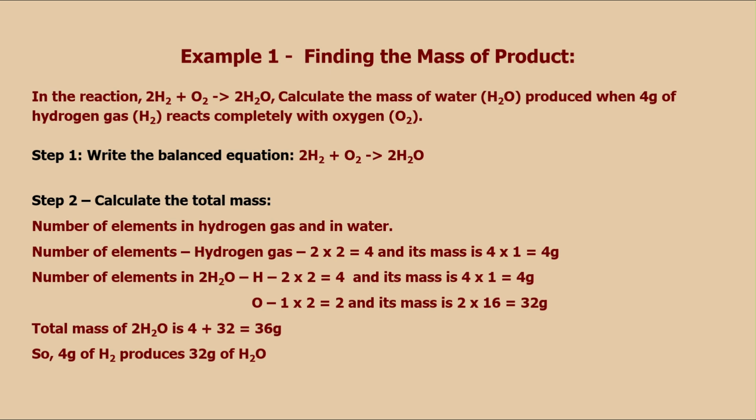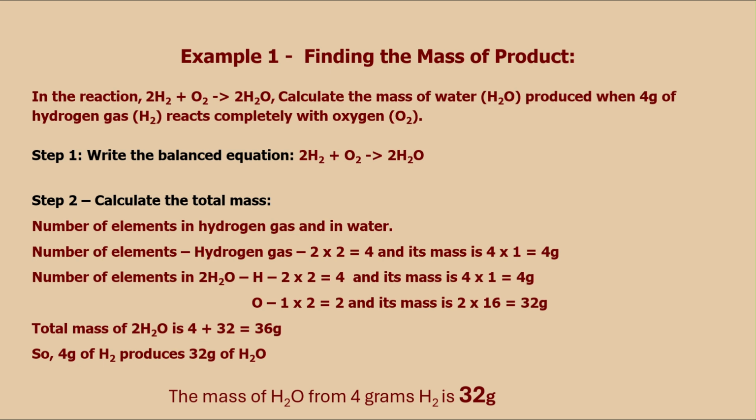Number of elements in H2O, hydrogen H, 2 times 2 is equal to 4 and its mass is 4 times 1 is equal to 4 grams. Oxygen O, 1 times 2 is equal to 2 and its mass is equal to 2 times 16 is equal to 32 grams. Total mass of 2H2O is 4 plus 32 is equal to 36 grams. So 4 grams of hydrogen produces 32 grams of water.